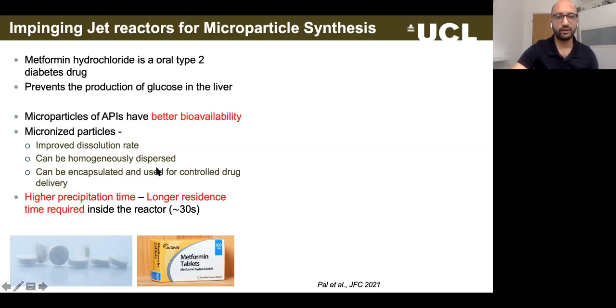So metformin hydrochloride is a diabetes drug for which we need microparticles, which have a better bioavailability, so that they can get into our body really fast. But the problem with this chemical is the longer residence time required to precipitate these particles, in the range of 30 seconds. And these impinging jet reactors work only for a process in the range of 1 second. So how do we increase this residence time?